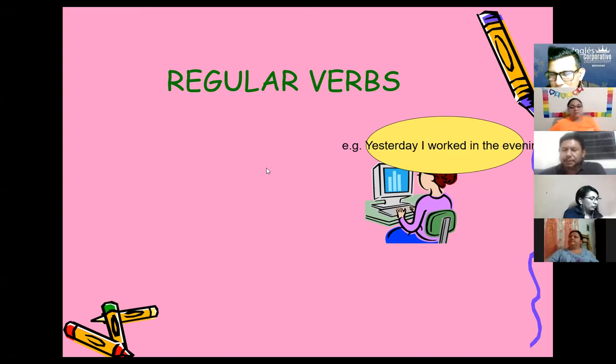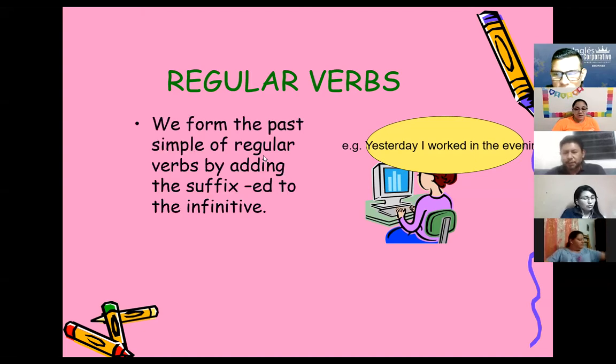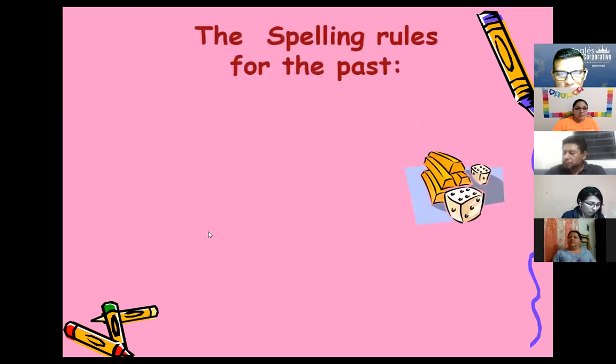Ok, tenemos el ejemplo. Yesterday I worked in the evening. Ok, ¿cómo formamos los verbos regulares? Bueno, los verbos regulares se forman agregando el sufijo ed o d al final de cada verbo. Por ejemplo, work, para convertirlo en pasado y decir trabajé, vamos a agregarle ed y decimos worked. Worked. Ok.